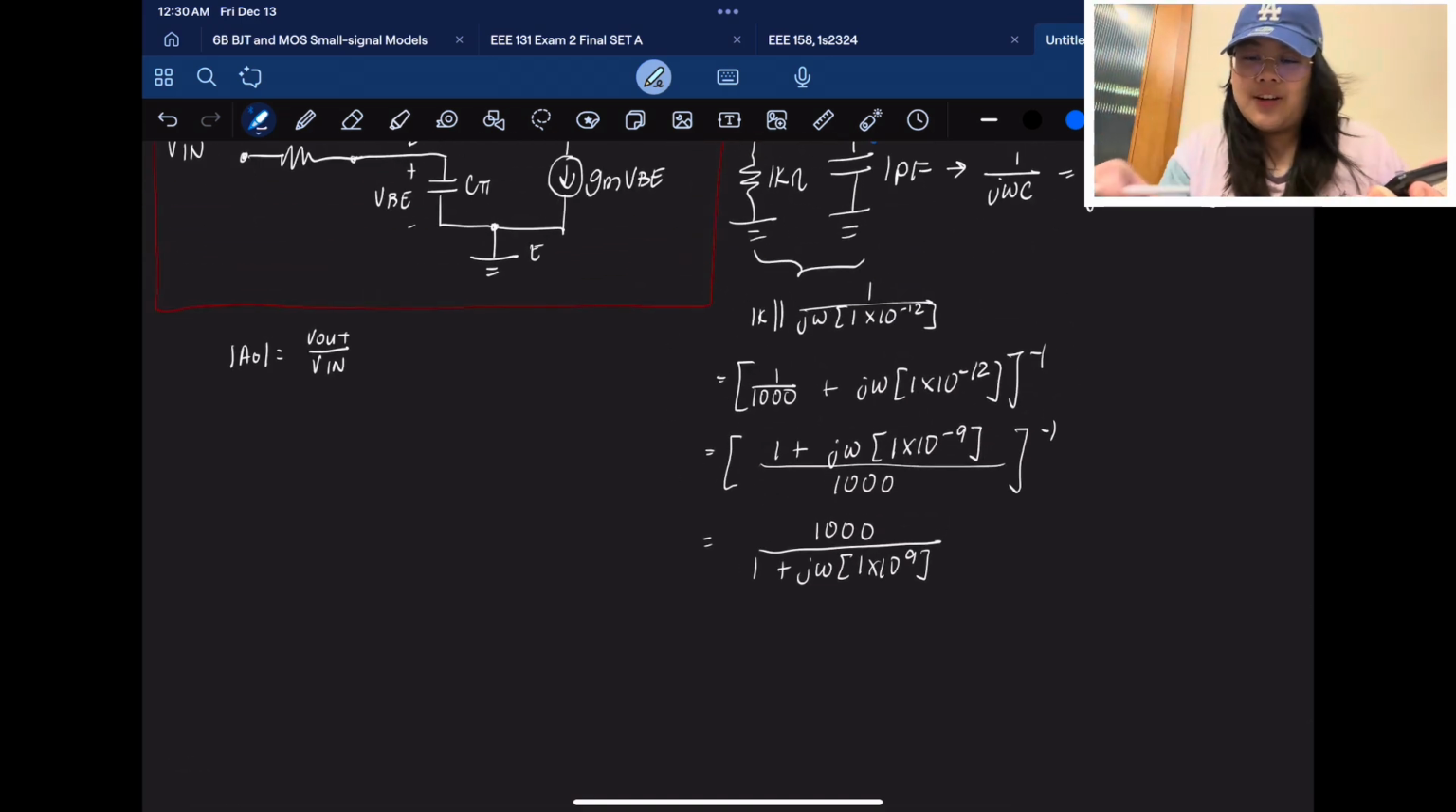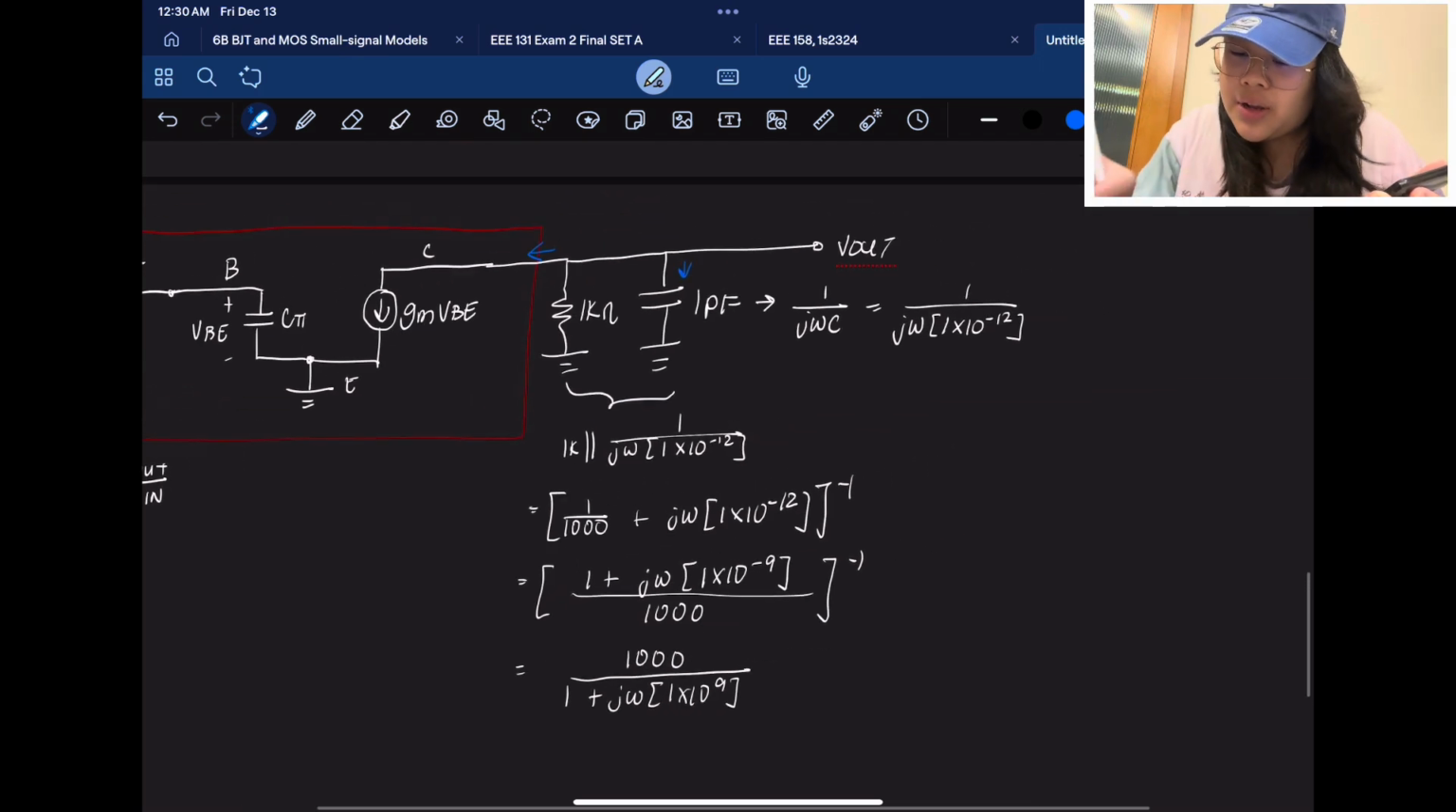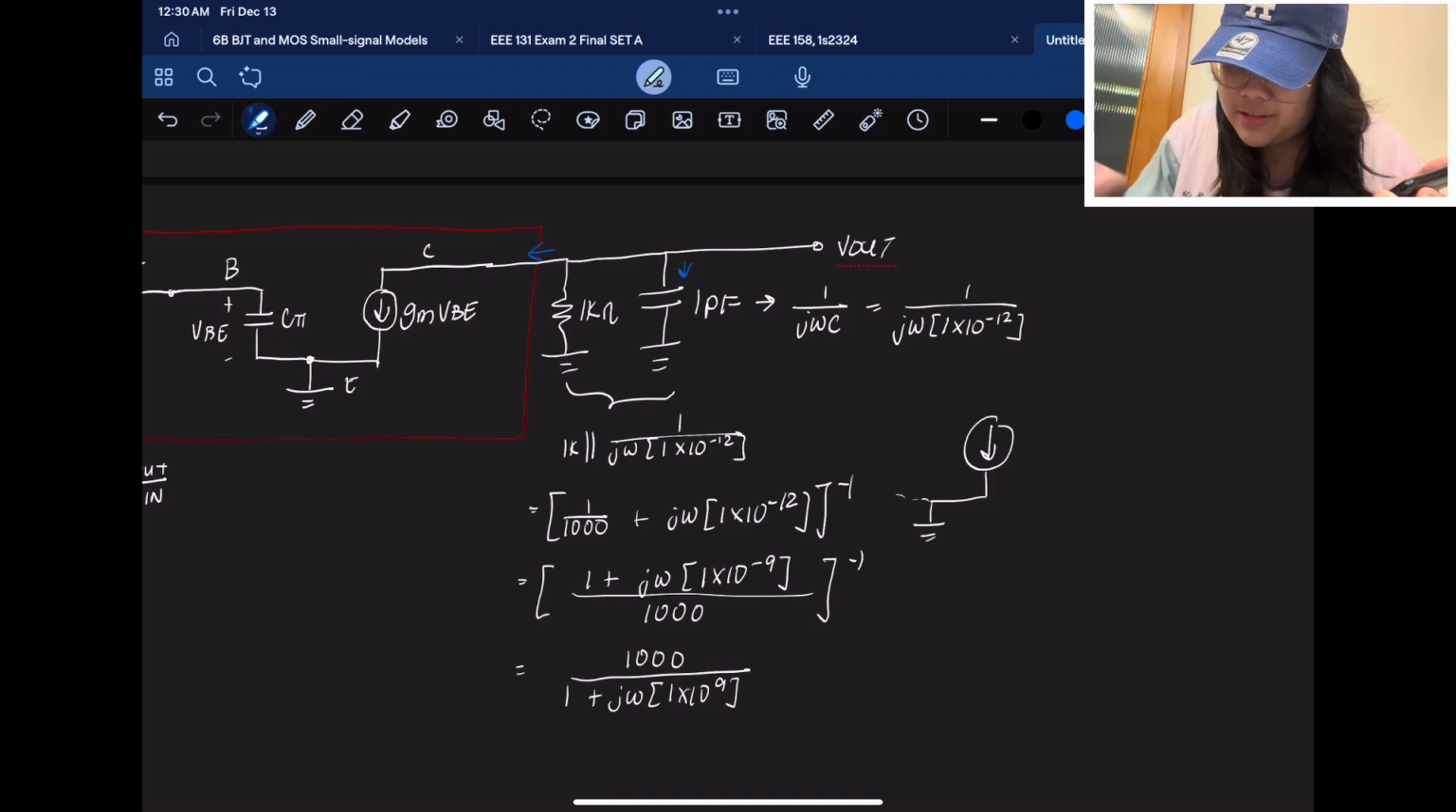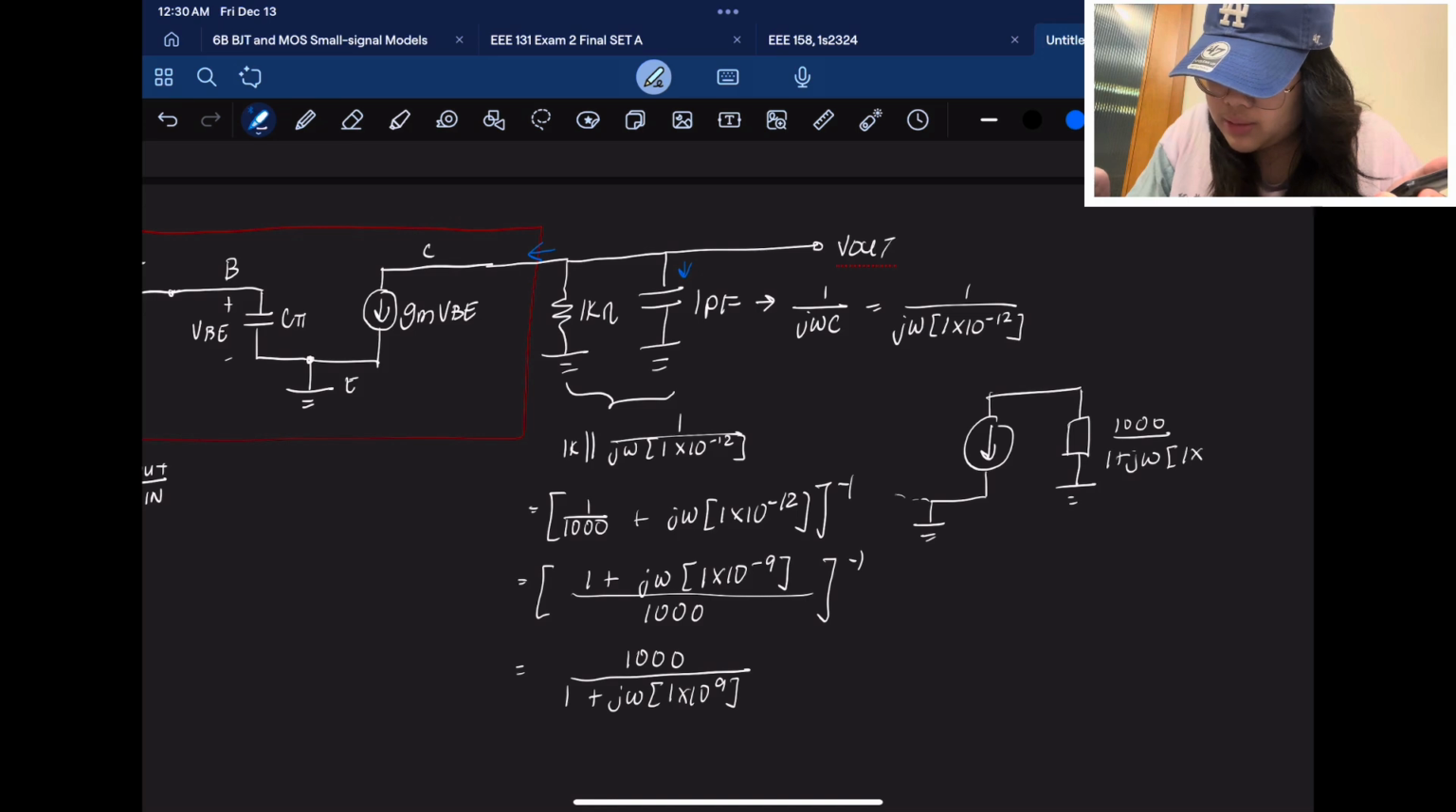So that's like the resistor value. And I'm going to redraw it for KCL. So let's just say we have that and then some other stuff. There. So that's 1,000 over 1 plus JW times 1 times 10 raised to 9. Then V out. KCL, currents leaving this node, because this is still the V out node.